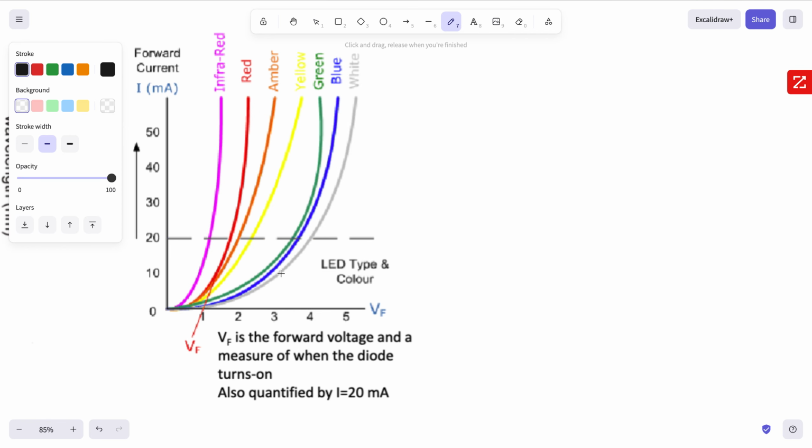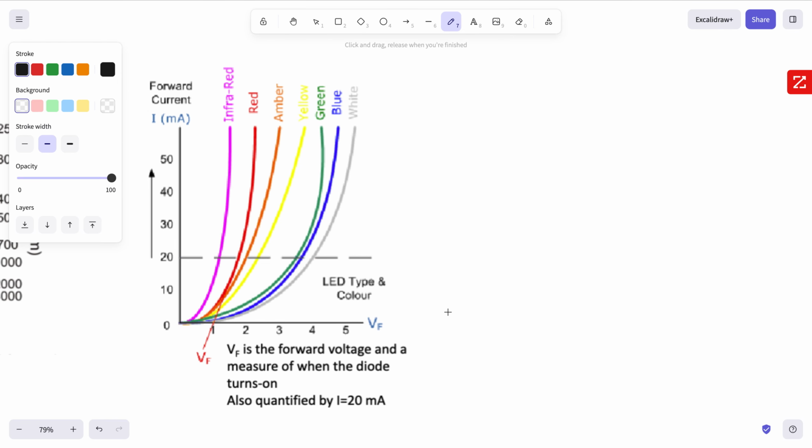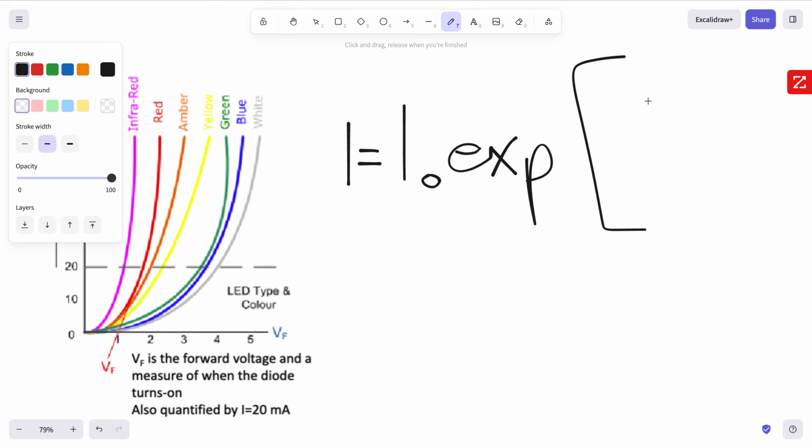Now, we're going to look at the IV plot for one of these LEDs to understand their characteristics a little more. So an LED is just a diode, a PN junction, so we can use the same equations that we use to characterize the IV plots of PN junctions to characterize the IV plots of an LED. So we know that I is equal to I naught, the exponential of qV divided by kT.